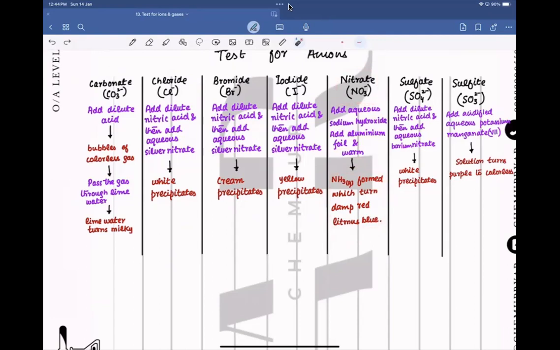Same for the sulfate ion: we add dilute nitric acid, then add aqueous barium nitrate. On adding aqueous barium nitrate, if we get a white precipitate, then it's sulfate. Sometimes students mix these two tests. Here we are adding aqueous barium nitrate and getting a white precipitate, that is for sulfate. On adding aqueous silver nitrate and getting a white precipitate, then it's for chloride. Is this clear to all of you? Yes.